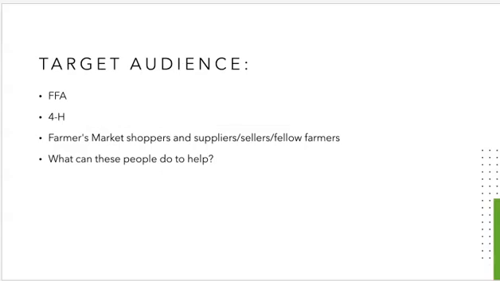The target audience would be the FFA, 4-H, farmers market shoppers, and suppliers, sellers, and fellow farmers. What can these people do to help? They can help by educating and advocating if they're not yet growing. They can support farmers who use nature's method of farming, which will be talked about here soon. And farmers can transition into nature's method growing and co-growing and organic farming.